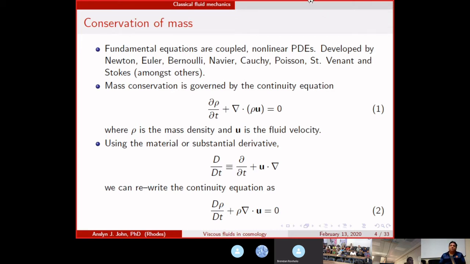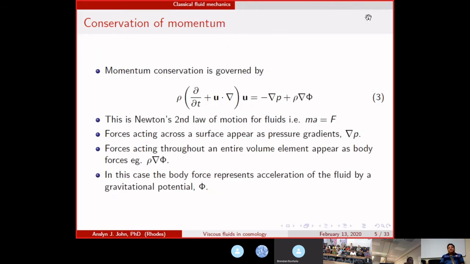We have two more fundamental conservation laws. First is the conservation of momentum, given by equation three. And one way to think of this is as Newton's second law of motion for fluids. So that's just the old F equals ma. On the left-hand side, you've got a mass density, or a mass per unit volume. The material derivative acts on the velocity to produce an acceleration. So the left-hand side is really just mass times acceleration per unit volume. And whatever's sitting on the right-hand side are the forces acting on the fluid that accelerate it. Now, there are broadly two kinds of forces that can act on a fluid.